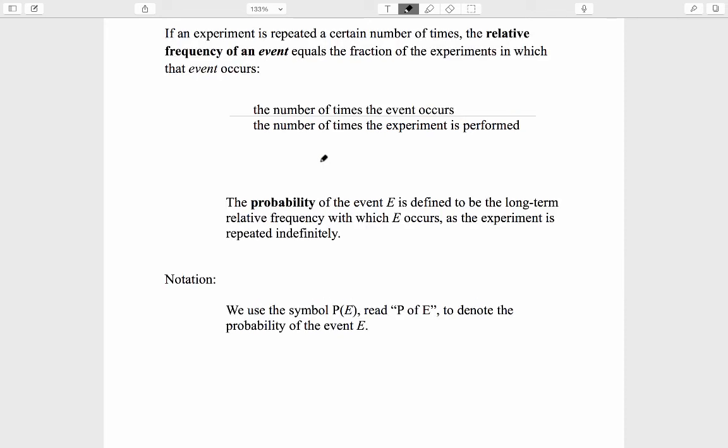We often use a capital letter to denote an event, such as E. The probability of the event E is defined to be the long-term relative frequency with which E occurs as the experiment is repeated indefinitely. So probability of an event is defined in the same way as probability of an outcome. As for notation, we use the symbol P(E) to denote the probability of the event E. The reason for this notation is that P is a function. It inputs events and it outputs numbers, namely probabilities of events.